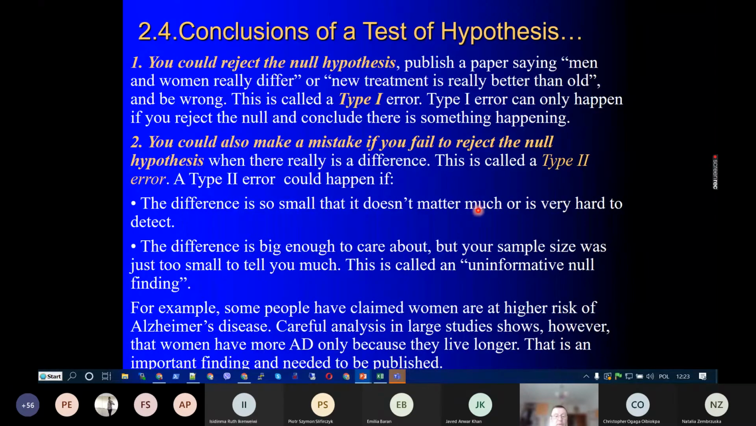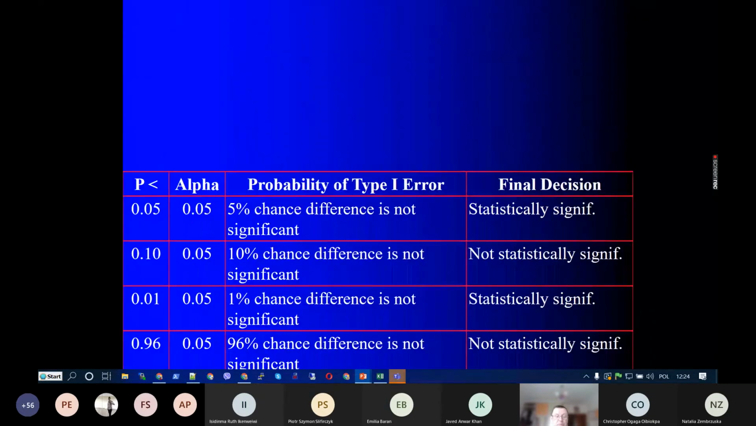And type 2 error: we make mistakes when we find no significant difference when a difference is really present. The difference could be, for example, too small, so it does not matter much and is very hard to detect. Or the difference is big enough, but the sample size was too small to tell us so. And we have more reasons for type 2 errors.